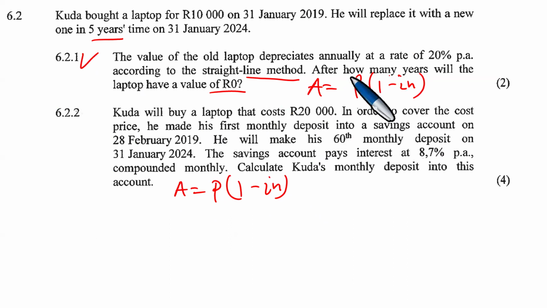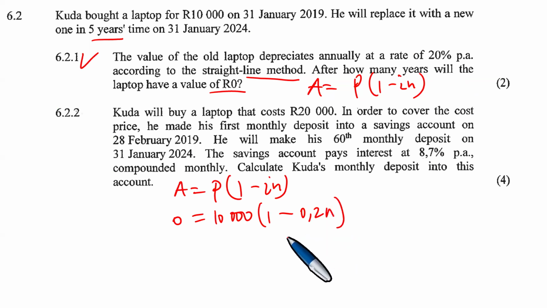So we are saying, after how many years will the value of the laptop be 0 rand? We know very well that it was purchased at 10,000, so 1 minus the rate of interest, which is 20%. 20% divided by 100 gives 0.2, and you have the n. And you want to solve, so this one is 0 equals 10,000 minus.